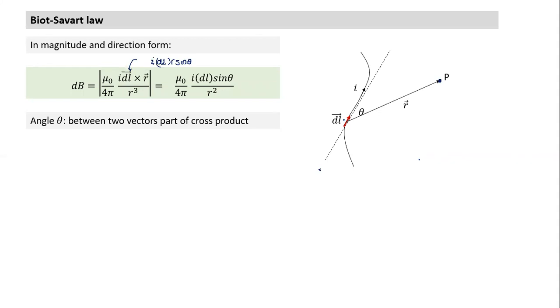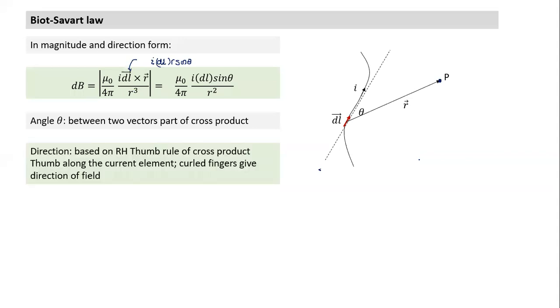So this is magnitude. Let's understand direction. Since the direction is also nothing new, if you understand what cross product is, its direction is given by the property of the cross product. Let's recall what the cross product is. How do we find out cross product of A and B? We use the right hand thumb rule, the direction based on the right hand thumb rule of cross product.